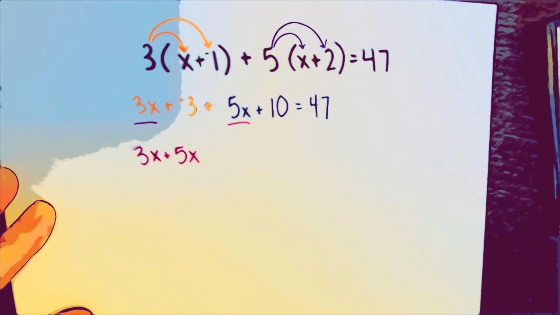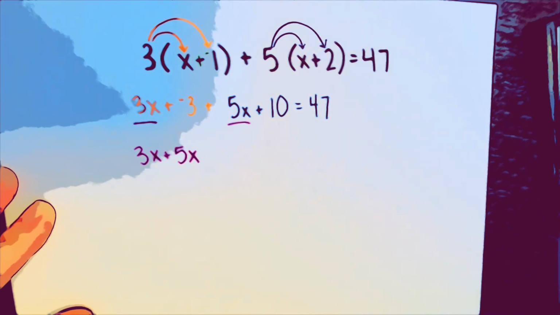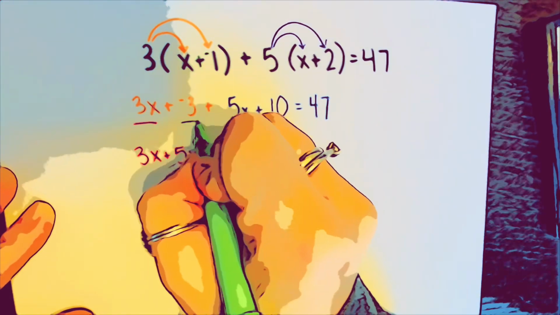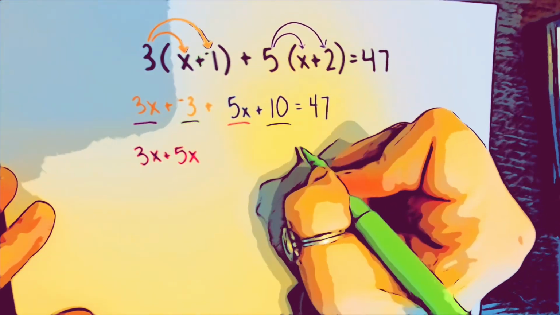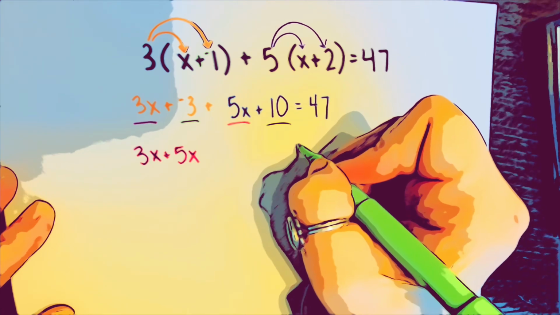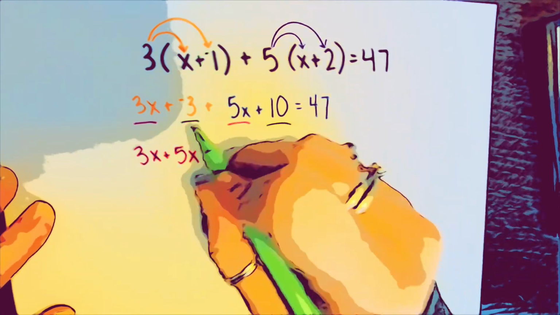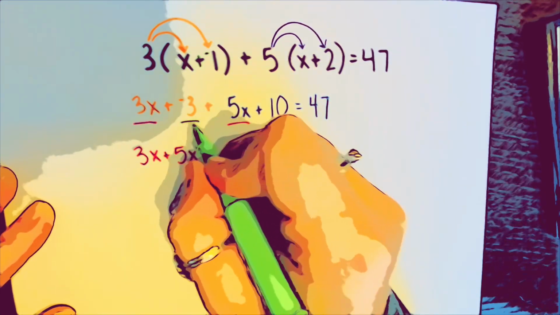The other like term that I see in here is our -3 and our 10. They're not being multiplied by a letter. They're not being multiplied by x or any other variable. They're just -3 and 10.